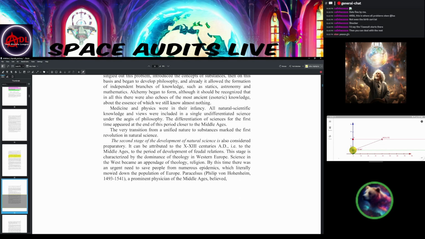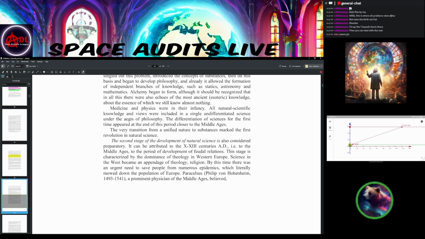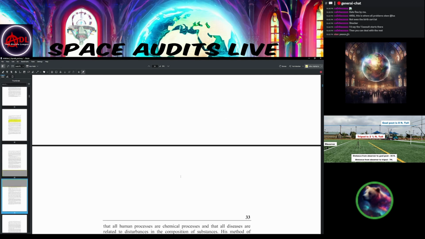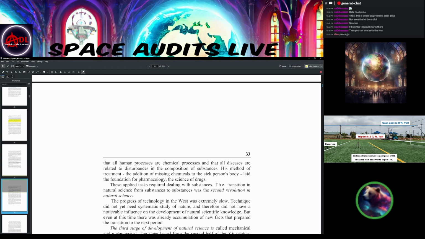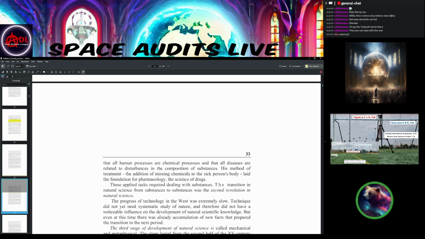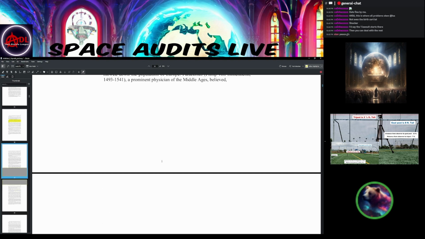By this time, there was an urgent need to save the people from numerous epidemics which literally mowed down the population of Europe. Paracelsus, or Philip von Hohenheim, a prominent physician of the Middle Ages, believed that all human processes are chemical processes and that all diseases are related to disturbances in the composition of substances. His method of treatment, the addition of missing chemicals to a sick body, laid the foundation of pharmacology and the science of drugs.